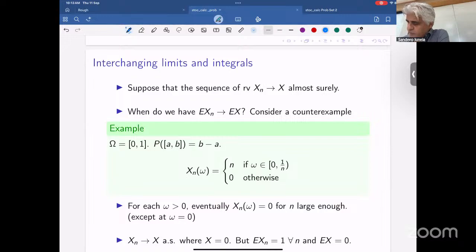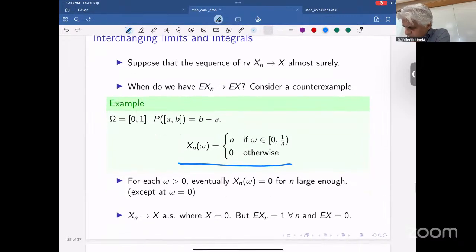And the idea was to look at a random variable, xn omega, which is n between 0 and 1 by n. So its value is going to infinity with a mass which is going to 0. Together they have e of xn equal to 1. So these are situations you have to worry about, where random variables may be becoming large, but with small probability. Then you have to worry about whether you can interchange the expectation and the limits.